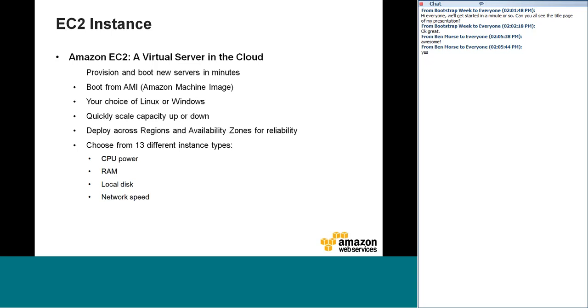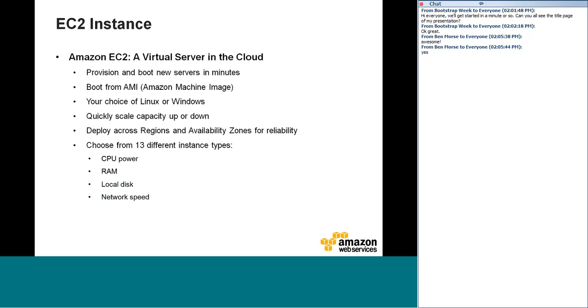Okay. The next important concept is the instance. So the instance is just a virtual server that you boot in the cloud. You can boot these up in a matter of minutes. As I described already, you always boot these up from an Amazon machine image. We give you a very, very wide collection, thousands and thousands of pre-built machine images, and you can choose either Linux or multiple versions of Microsoft Windows.